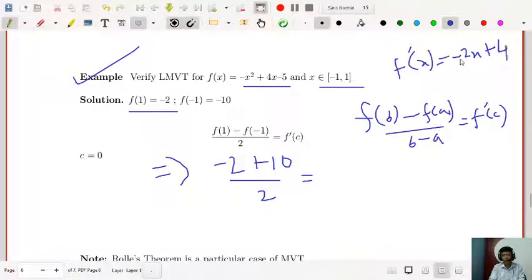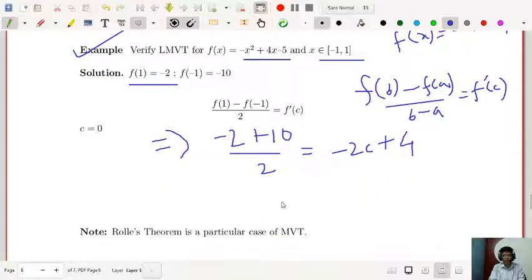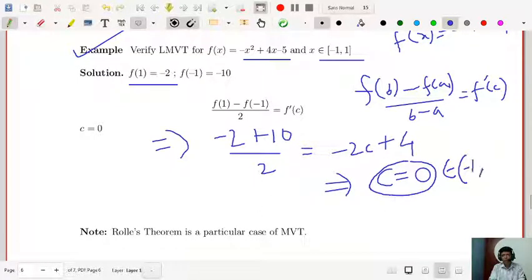So what is your f dash c? Minus 2c plus 4, right? If you calculate, your c will be 0, and 0 belongs to minus 1 comma 1. 0 is a point that belongs to minus 1 comma 1. So that is the verification of Lagrange's mean value theorem.